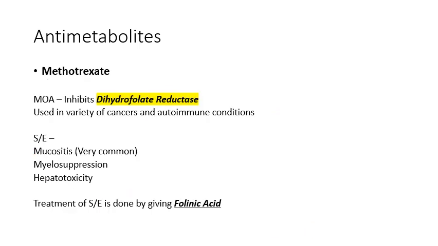The next drug is our friend methotrexate. Methotrexate, as I'm sure most of you might know, acts by inhibiting the enzyme dihydrofolate reductase. It is used in treatment of various cancers and autoimmune conditions like rheumatoid arthritis. Perhaps the most common side effect of methotrexate is mucositis. It also causes myelosuppression and in the long term it causes hepatotoxicity. The side effects are treated by giving the patient folinic acid or leucovorin.